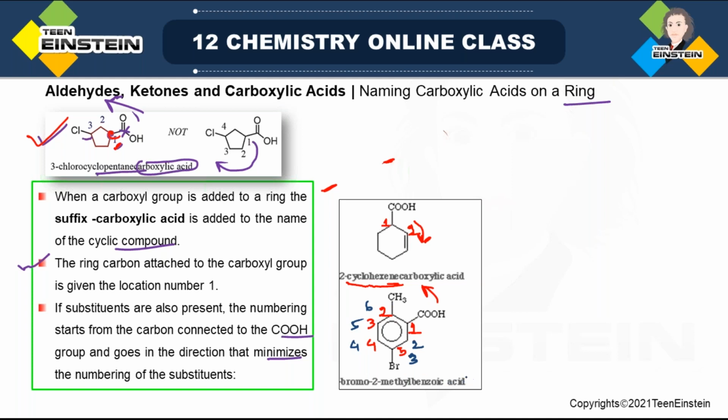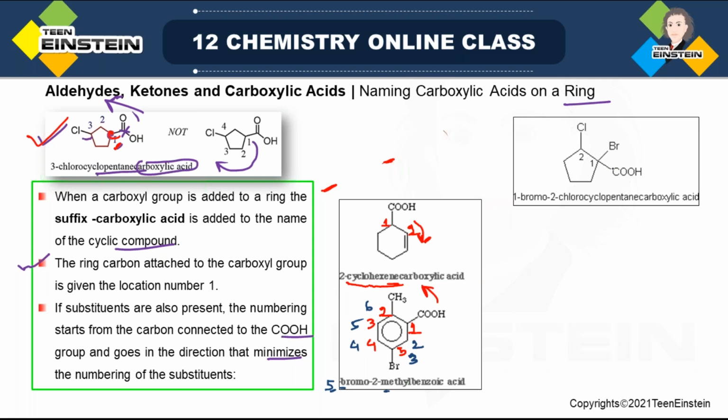So if you do so, then the position of Br is 3, position of methyl is 6. But if we follow the red marking, it is 2 and 5. So that is why we will accept 2 and 5. That is the red one, not the blue one. So it is 5-bromo, 2-methylbenzoic acid. Now bromo, though its position is 5, still you have to mention it before methyl because B comes before M alphabetically. So that is why it is 5-bromo-2-methylbenzoic acid.